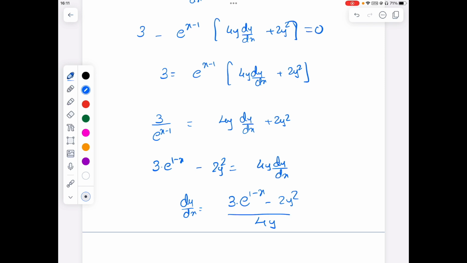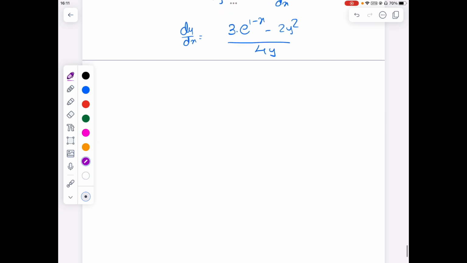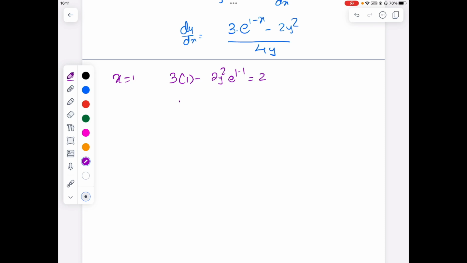And the last part, what is he asking over there? He is asking us to find the equations of the tangents at x equals 1. So how am I going to do that? I am going to substitute x equals 1 in the original equation. So when I substitute x equals 1, 3 times 1 minus 2y square e power 1 minus 1 equals 2. So 3 minus 2 equals 2y square. So 2y square equals 1, y equals plus or minus 1 upon root 2.